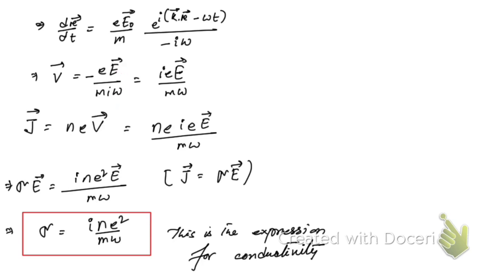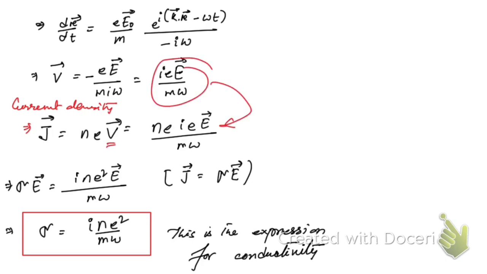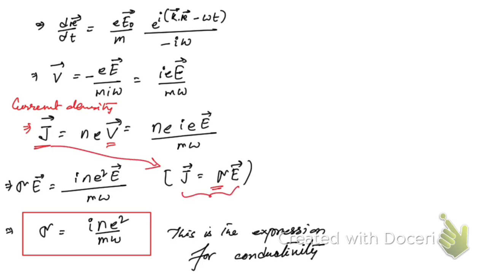Now we know that the current density is given by J is equal to N e v. This is the current density, and this v is replaced by this result here to obtain this. Now you see the relation between the current density and conductivity is given by this relation. I have replaced this J by this. Then from here this 2 cancels, so we have got the expression for conductivity. Hope you have understood this. Now let's move on to the next question.